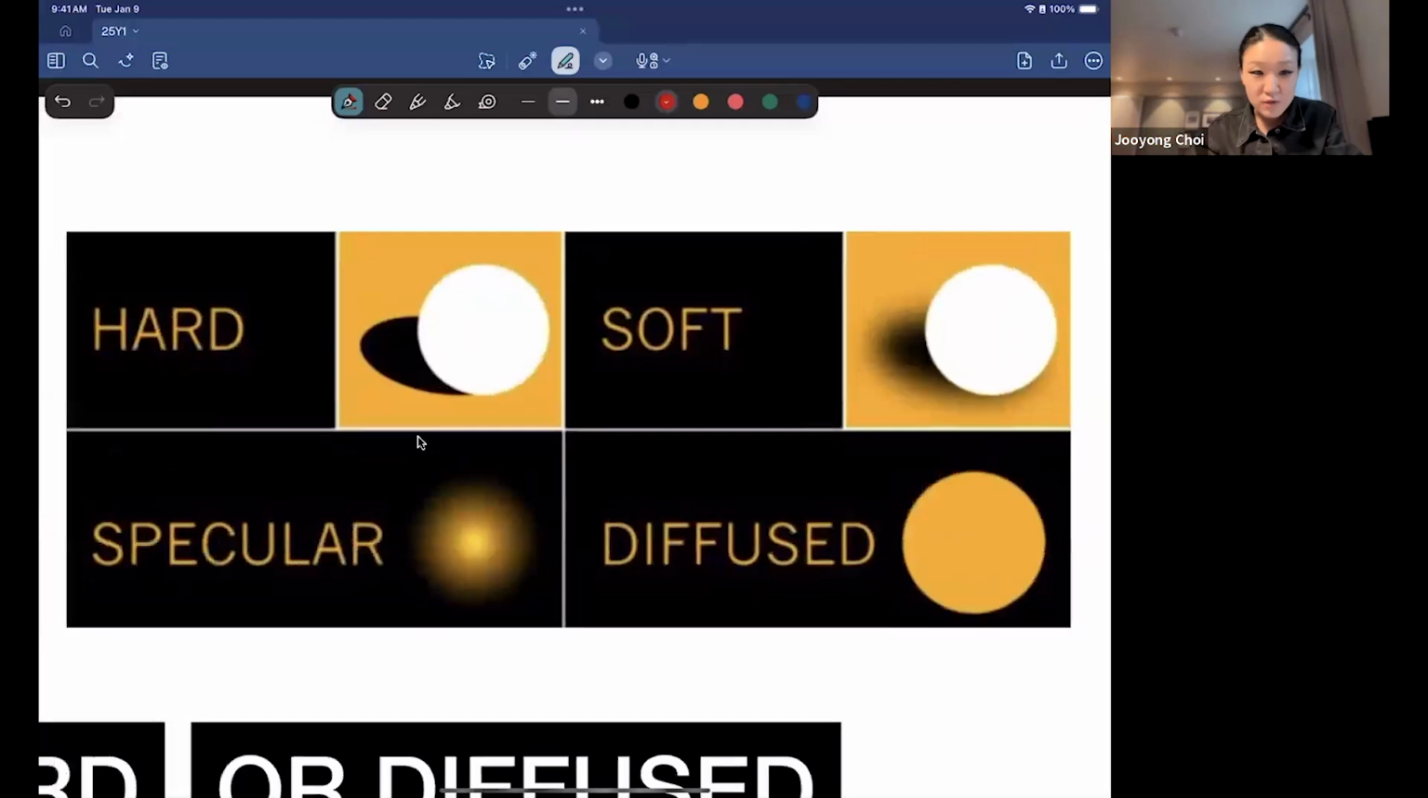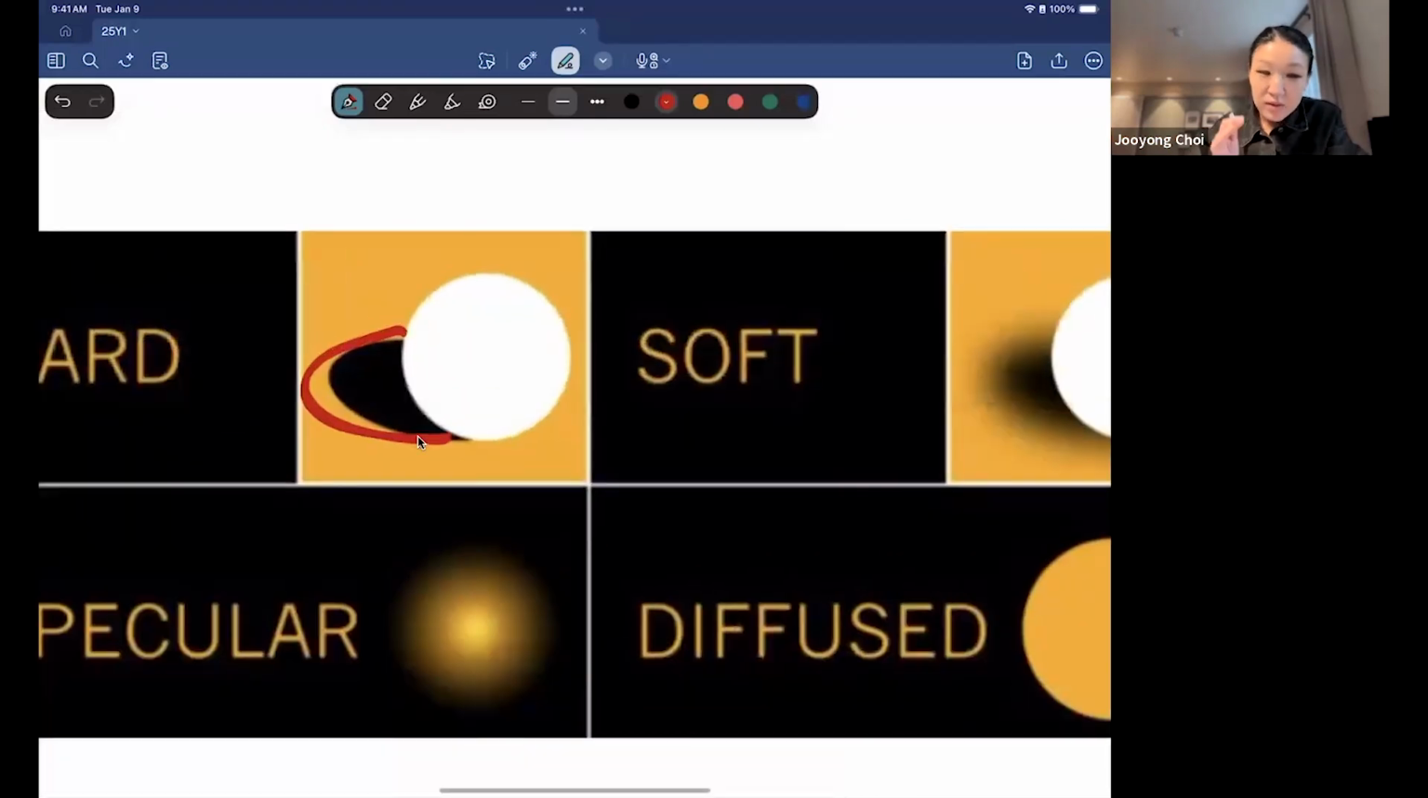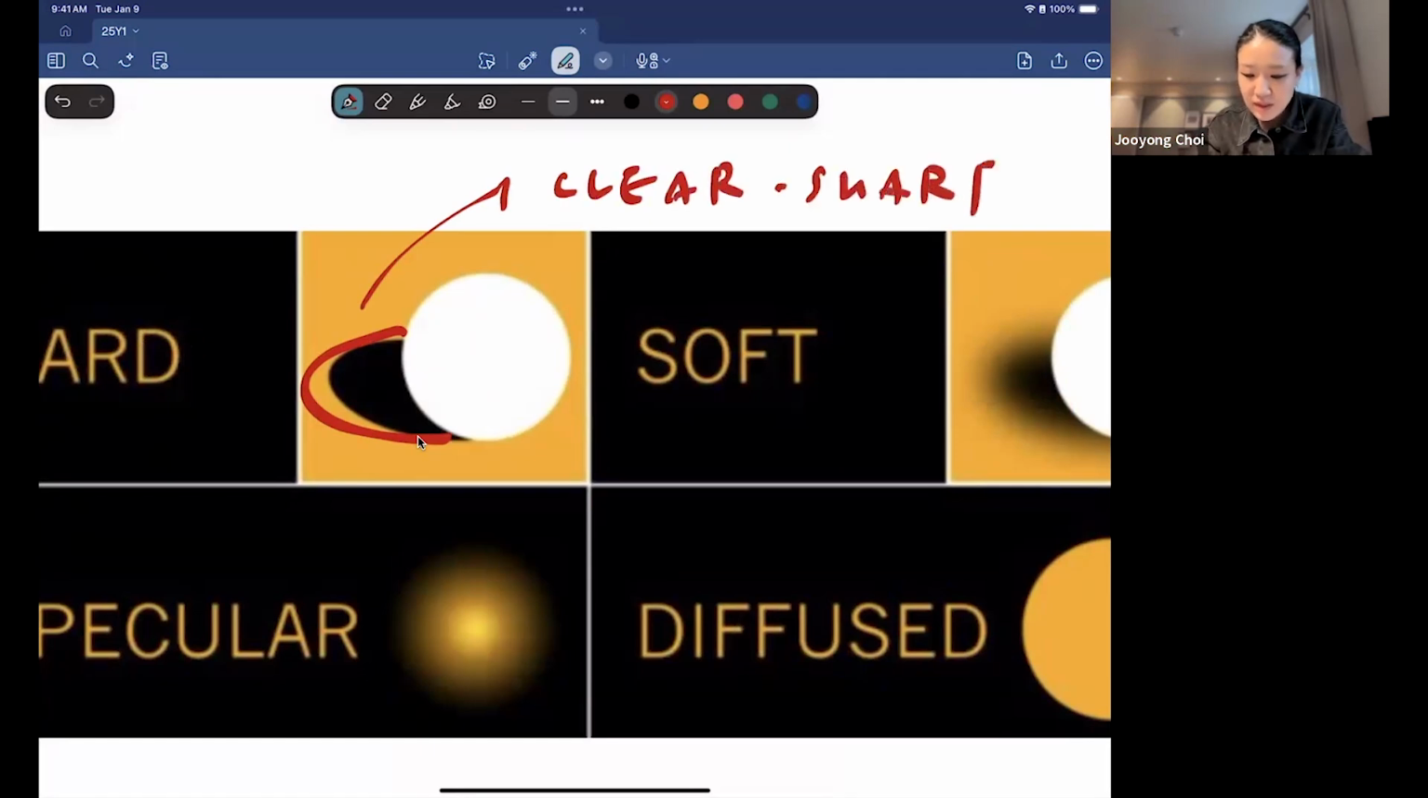But going back, the difference between hard lighting and soft lighting has to do with the boundaries of the shadows. So if you look at the hard lighting, do you see how the boundary that's created by the shadow is clear and it's sharp, right? So you get these sharp, crisp shapes that are created by the shadow.